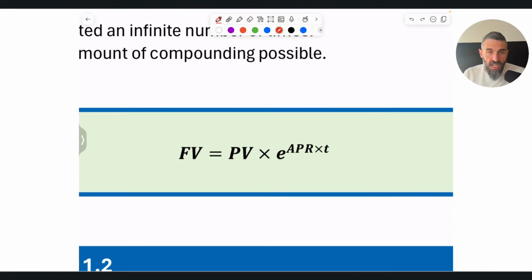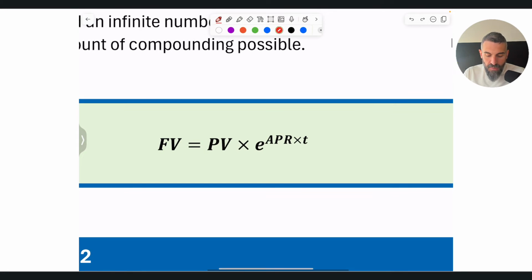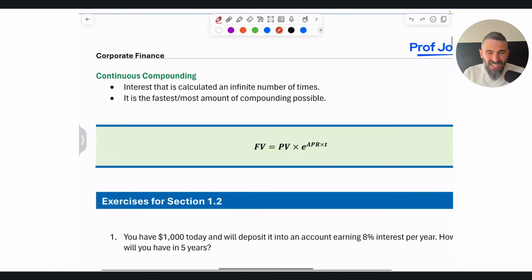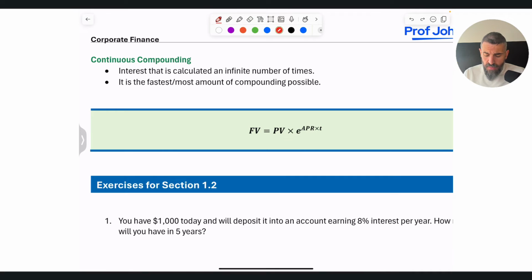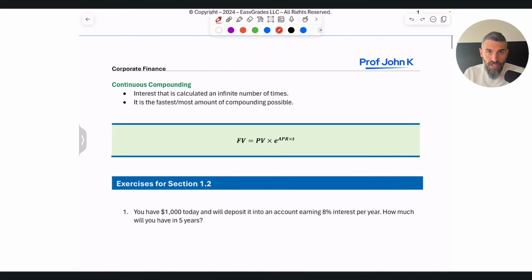We have to use the exponential variable. And the future value now becomes present value times e, your exponential variable, to the power APR times t. This is just a formula you're going to want to know. It's not very common in most TVM cases. There aren't very many real-life examples of this, but you may come across it on an exam.